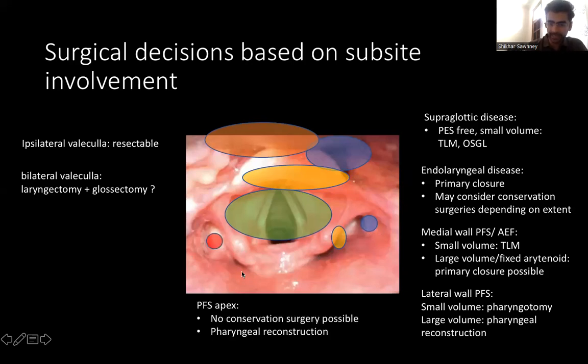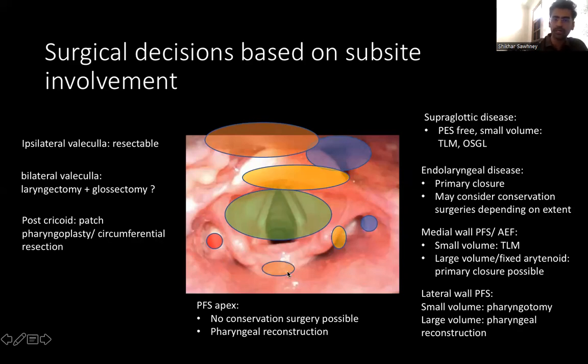Moving on to the PFS apex. As I already mentioned, no conservation surgery is involved once the PFS apex is involved. Also, if the apex is involved, some sort of pharyngeal reconstruction would definitely be needed, and you will not have enough mucosa to close the larynx primarily.